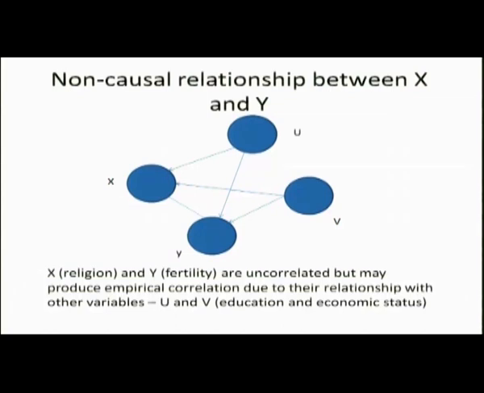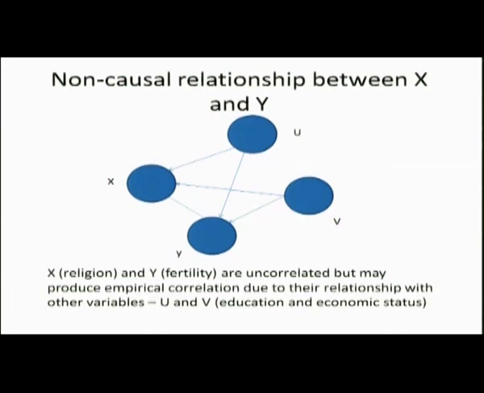So, an example is that religion and fertility may or may not have any relationship. X and Y, religion and fertility, are uncorrelated, but may produce an empirical correlation due to their relationship with other variables U and V, like education and economic status. It is because of differences in education and economic status of two religions in our country.